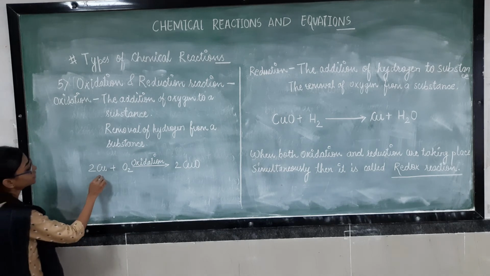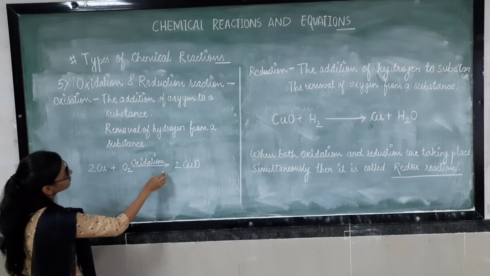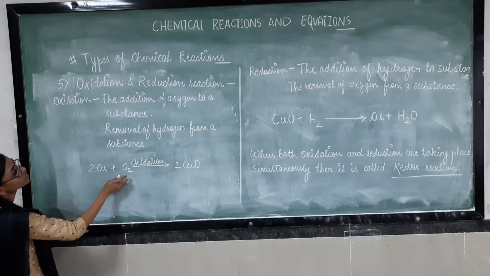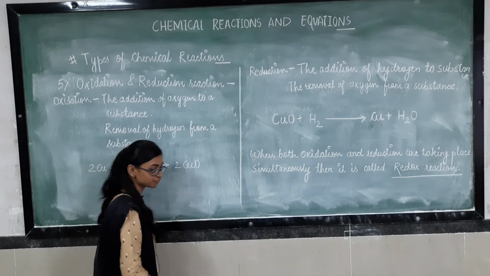When copper is heated with oxygen, an oxidation reaction is taking place as oxygen is getting added. Here what is formed? Copper oxide is formed, right?